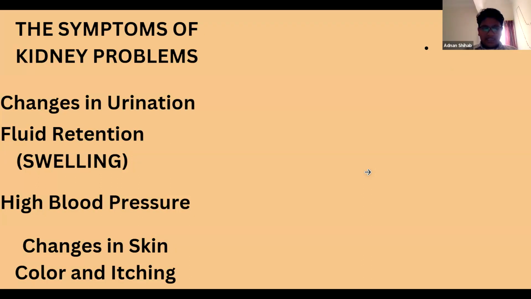Then it changes skin color, okay, not in our hands and all, it's over our body, not in hands or legs, but in our stomach, chest, those parts. Changes in skin color. And also there will be too much itching, but itching will be all over the body, while the change in skin color is only in our chest and stomach part. So the symptoms are changing skin color and too much itching.